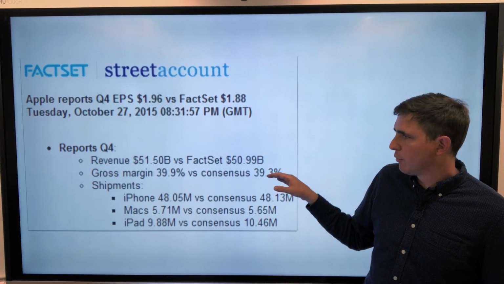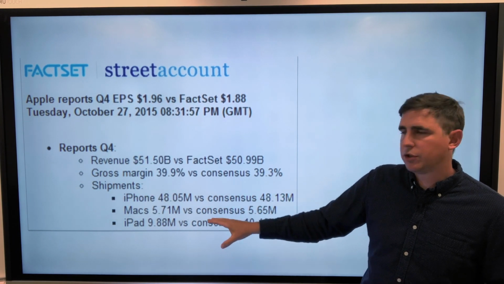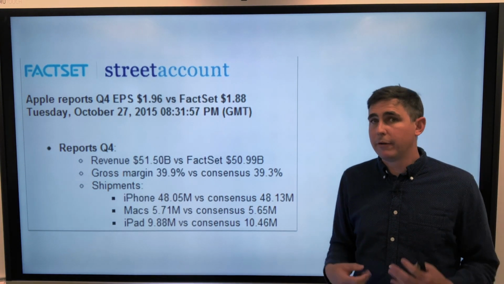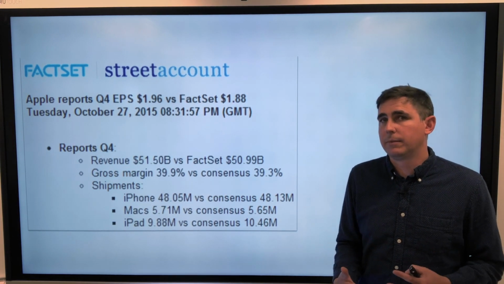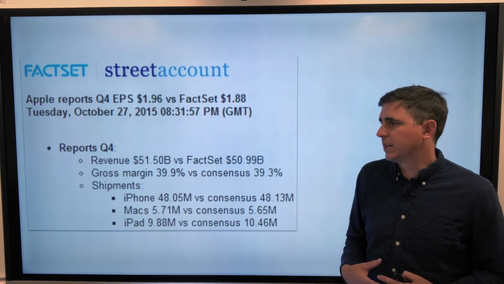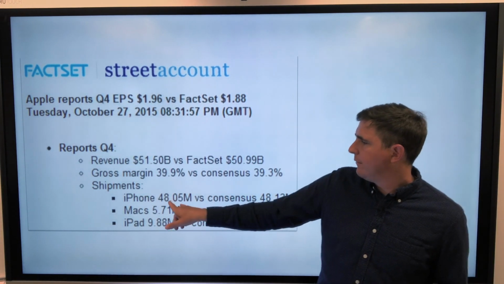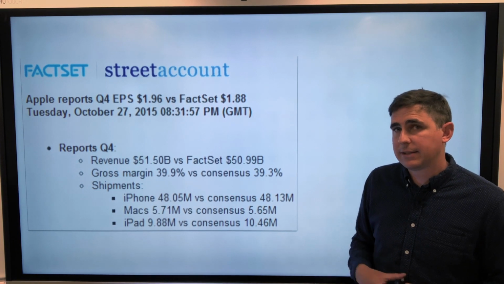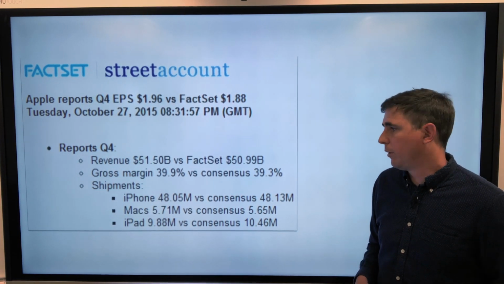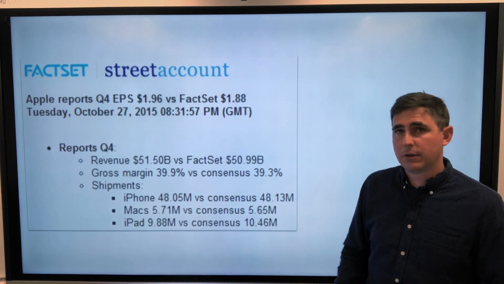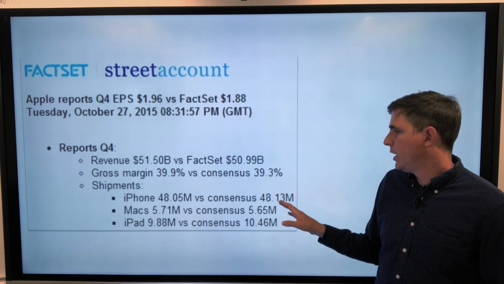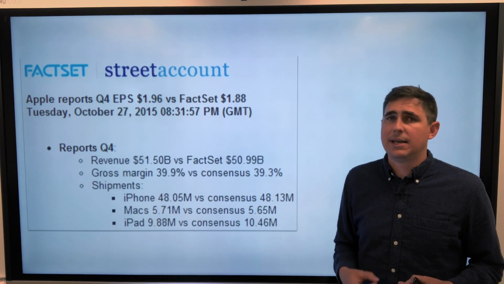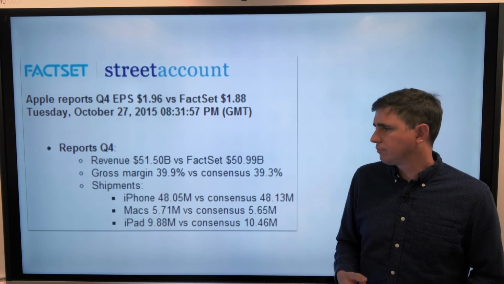They also have a gross margin analysis here, but I also want to show you the shipments. So shipments refers to the actual number of products that were shipped or sold. How did that do compared to expectations? Well, the iPhone they sold, remember, 48.05 million iPhones. That's how many iPhones they sold in the fourth quarter. The consensus, or analysts' estimates, were 48.13. So they actually didn't sell as many iPhones as analysts were expecting them to.